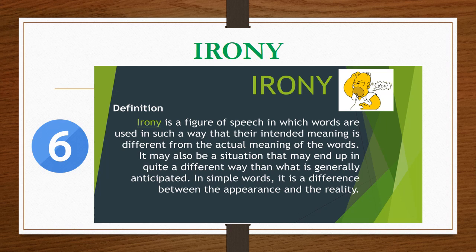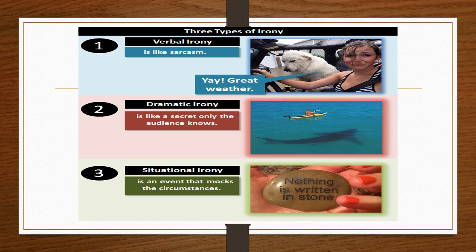Now we have irony. Irony is a figure of speech in which words are used in such a way that their intended meaning is different from the actual meaning of the words. It may also be a situation that ends up in a quite different way than what is generally anticipated. In simple words, it is a difference between the appearance and the reality. It has three types.